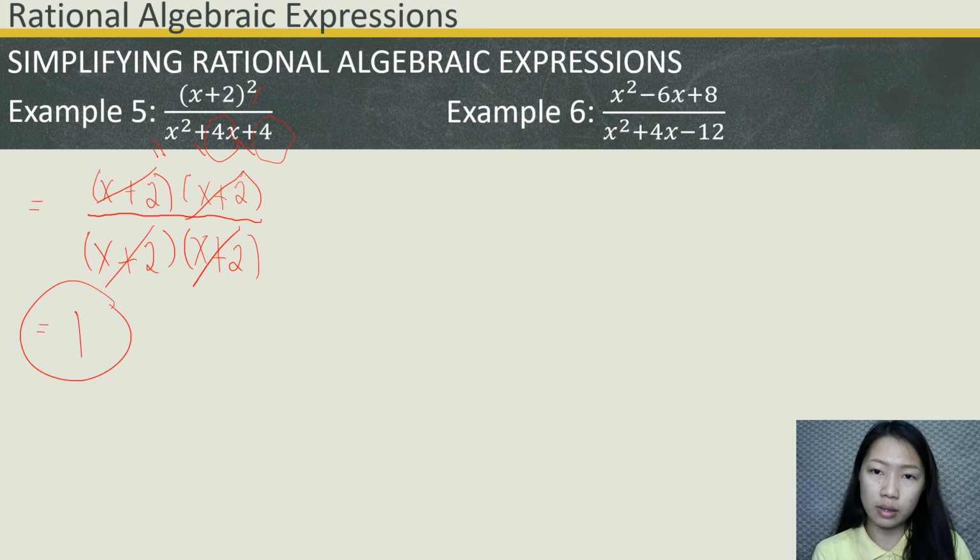Next, example 6. X squared minus 6x plus 8 over x squared plus 4x minus 12. Quadratic trinomial pa rin.